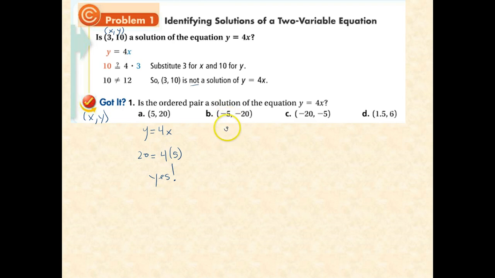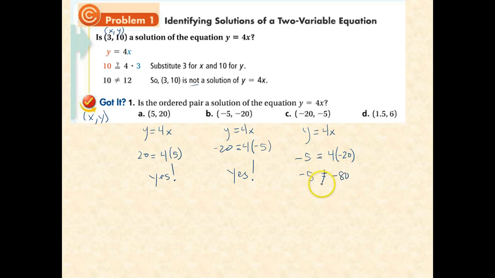How about here? Y equals 4x. X is negative 5. Y is negative 20. Does negative 20 equal 4 times negative 5? Yes! It does. How about over here? Y equals 4x. X is negative 20. So 4 times negative 20. Y is negative 5. Does negative 5 equal 4 times negative 20? Well, that's negative 80, so no way.